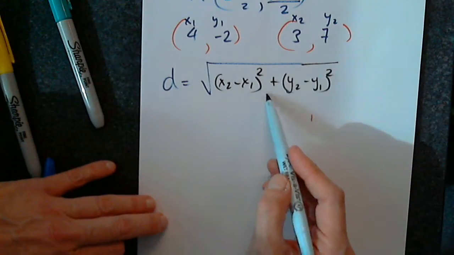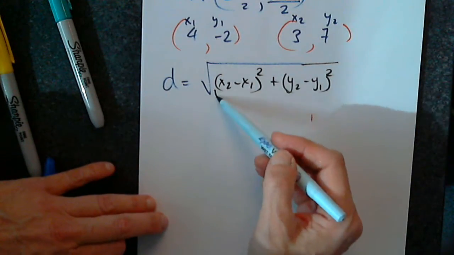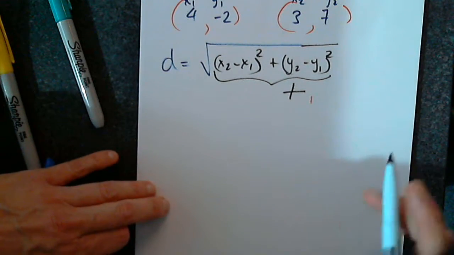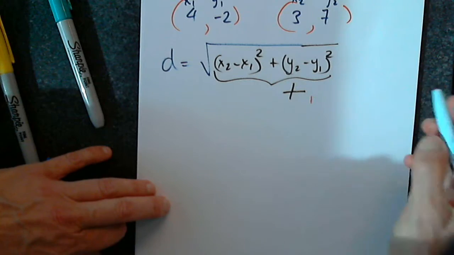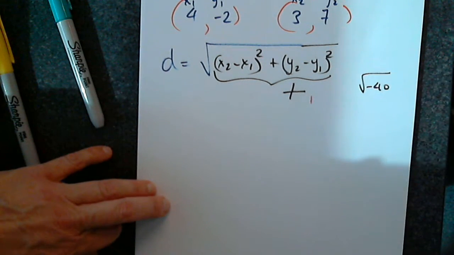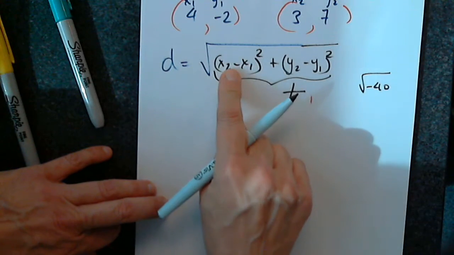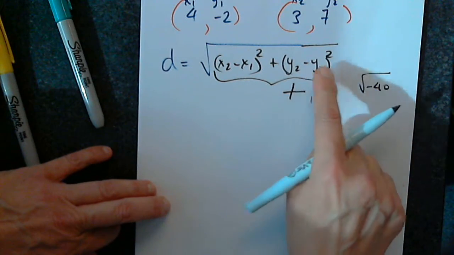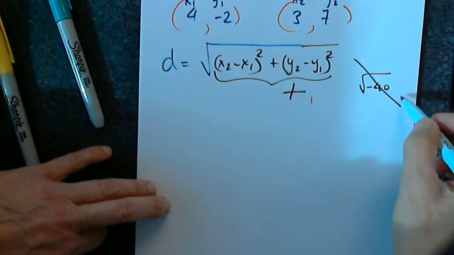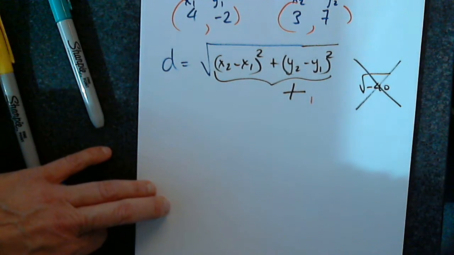Remember, this is a sum of two squares. All this quantity has to be a positive number. Please make sure that on the next test and the final exam, you do not write the square root of -40. It's impossible. This is a positive number because it's squared, and the two quantities are added. So this will be impossible to ever get.